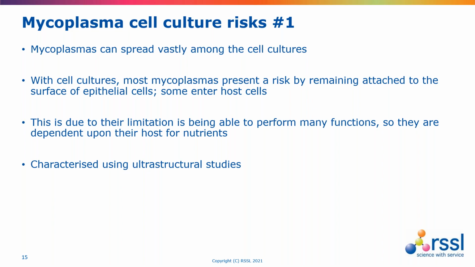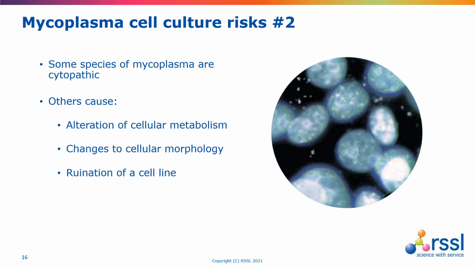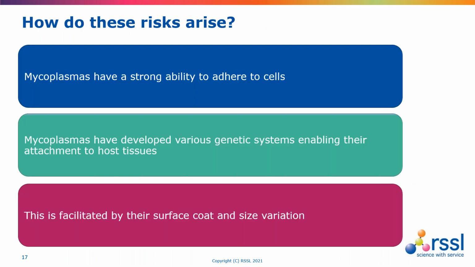And in some cases, some species of Mycoplasma will actually kill the cells outright, so cytopathic in nature, and others will cause alterations to the metabolism or morphology, leading to the ruination of the cell line. So there are two different types of risks that need to be contended with. And mycoplasmas have developed various genetic systems that enable their attachment to host tissue. So they're highly adapted for that.